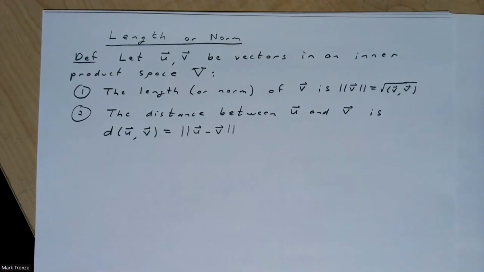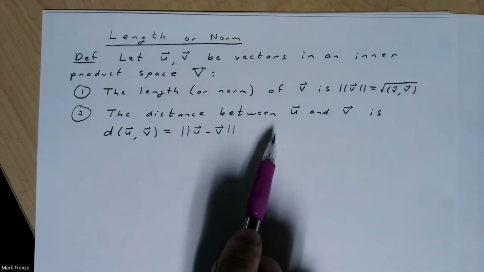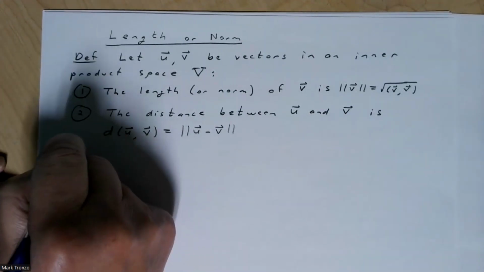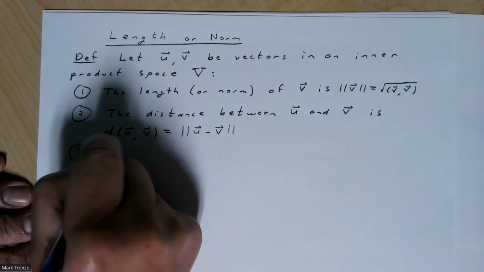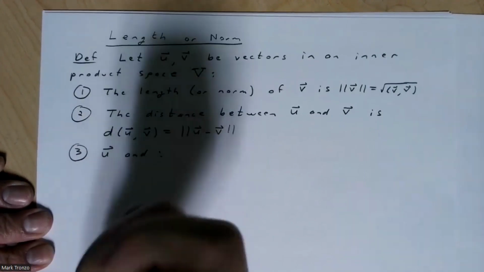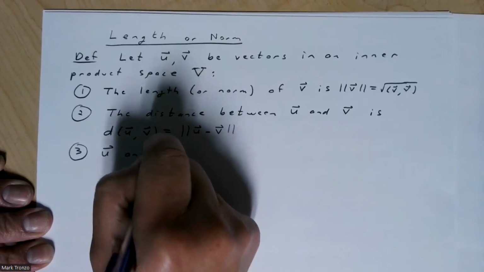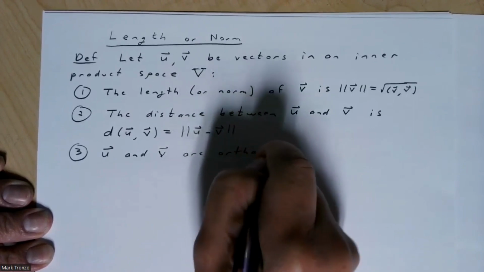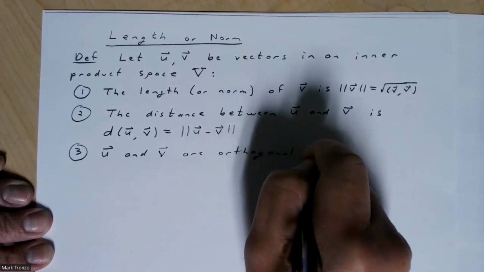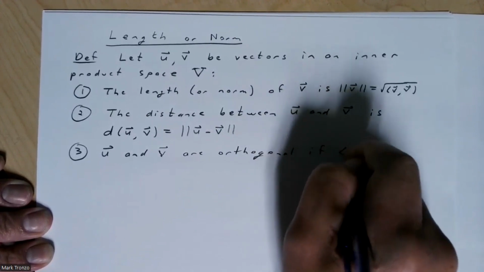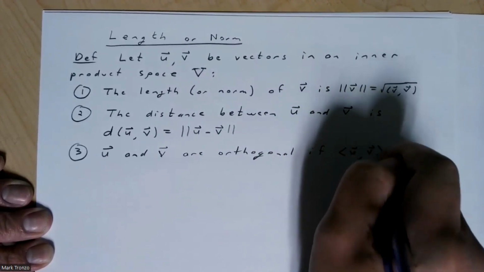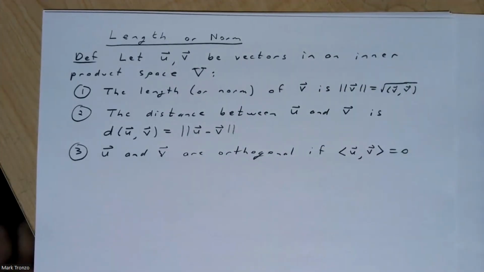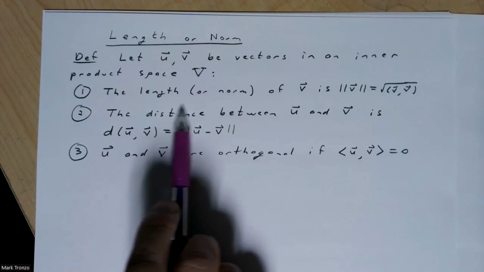The distance is defined this way between two vectors u and v. And u and v are orthogonal if u inner product v is 0. So again, this is the definition of a norm.